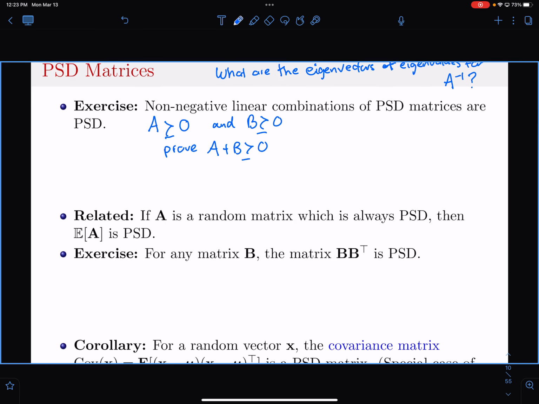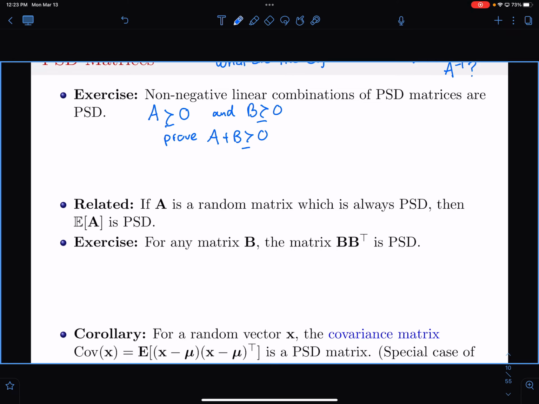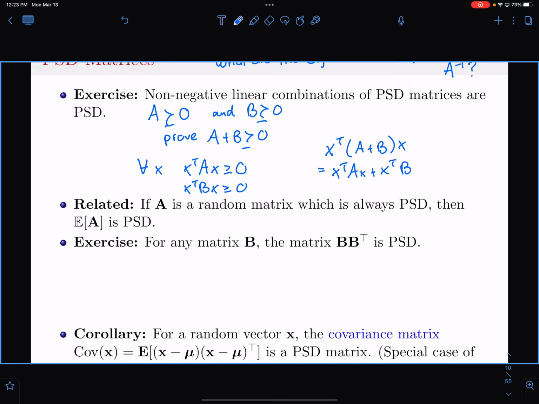Okay, let's do the second exercise. Non-negative linear combinations are positive semi-definite. Here, by definition, we know for all x, x transpose Ax is greater than or equal to 0, and x transpose Bx is greater than or equal to 0. Checking the definition is relatively straightforward. For a new x, we look at x transpose (A plus B) x, and that's equal to x transpose Ax plus x transpose Bx. So that's greater than or equal to 0.